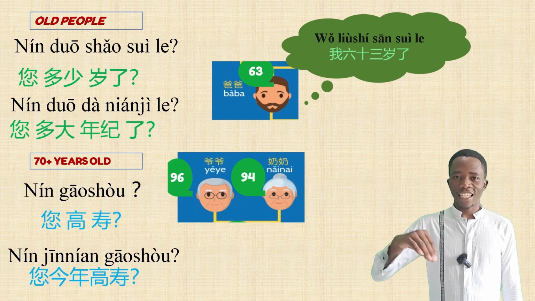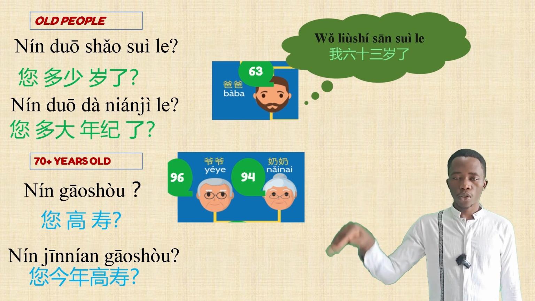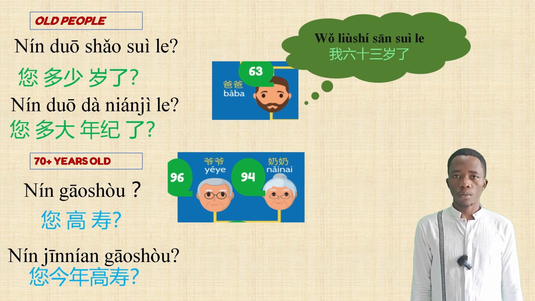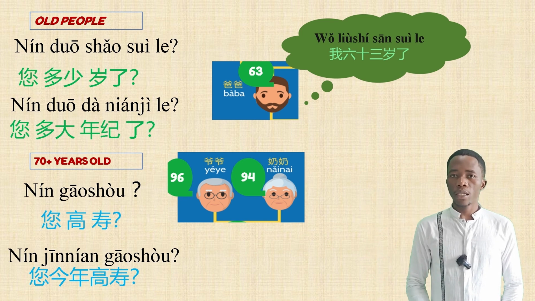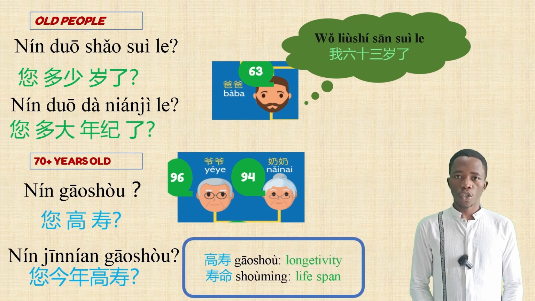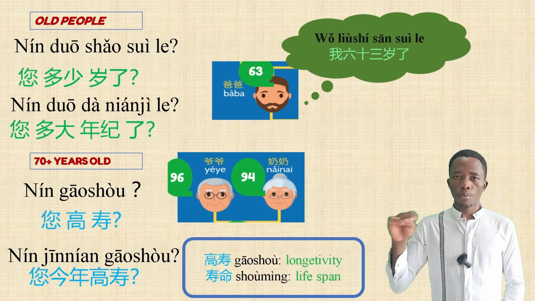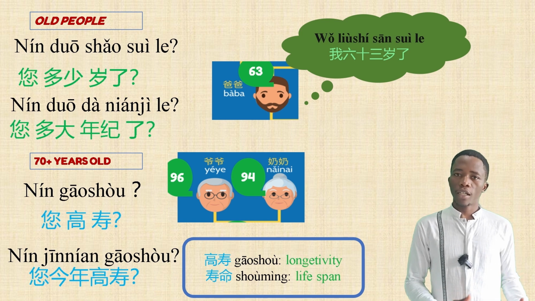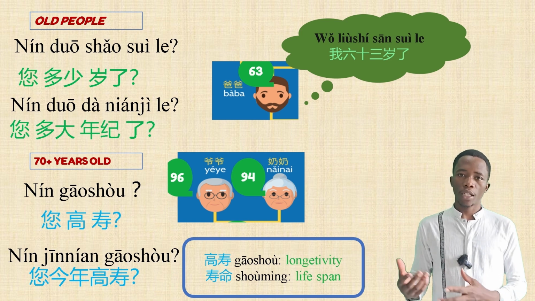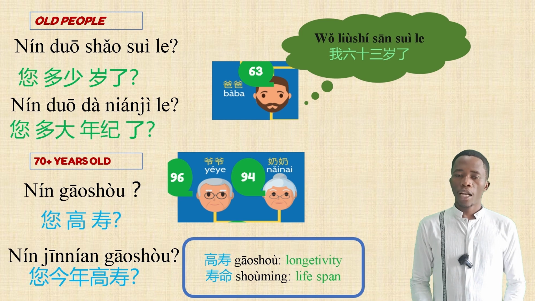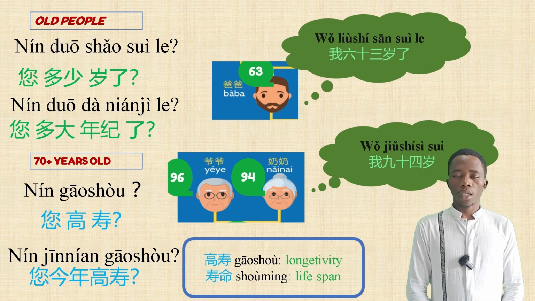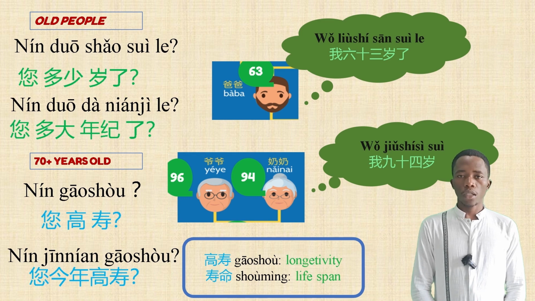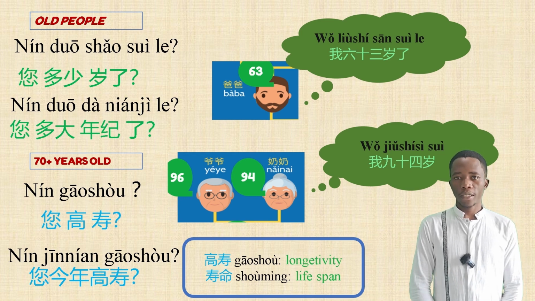You may ask 您高寿, or 您今年高寿. 高寿 means longevity and it has got relationship with 寿命, lifespan. 有的人寿命长, 有的人寿命短. For some people, lifespan is too long and others it is small. It is different according to the countries and people. 我94岁, I am 94 years old.